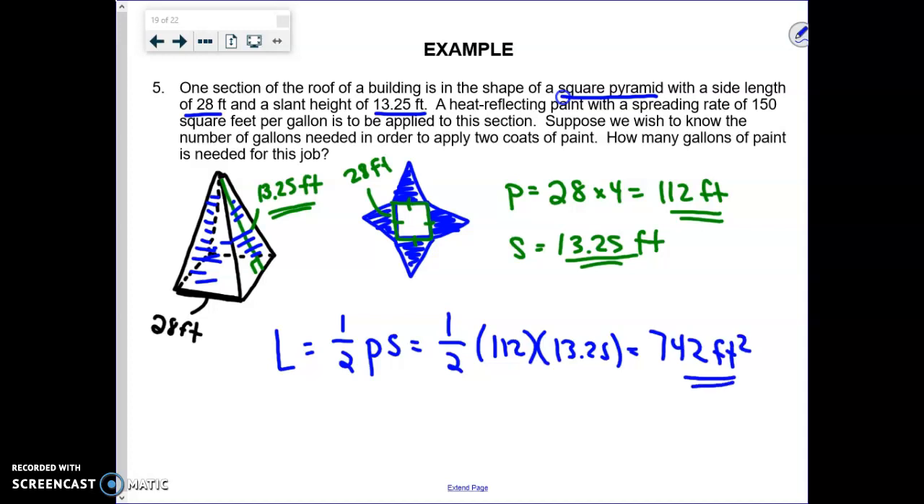Okay, now we're not done. We found the lateral area, but we're not done because it says the spreading rate of this is 150 square feet per gallon, and it is to be applied to this section. In other words, it is to be applied to the lateral area here. Suppose we wish to know the number of gallons needed in order to apply 2 coats of paint. How many gallons of paint is needed for the job?